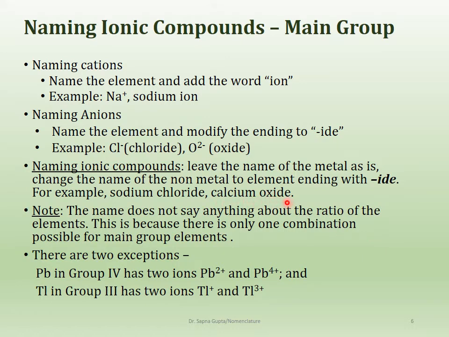When you have calcium and oxygen, calcium gives 2 electrons and oxygen takes 2 electrons. So there is only one combination possible, calcium oxide, CaO. In some other cases there'll be a little bit more ratio, but otherwise there's only one combination possible. There are only 2 exceptions in the main group elements, and that is lead, which is in group 4, at the bottom of group 4, which has lead 2 and lead 4 ions, and then thallium in group number 3, which has 2. You will encounter lead a lot more, so it's much better to remember this one.